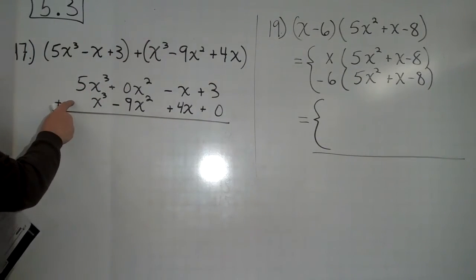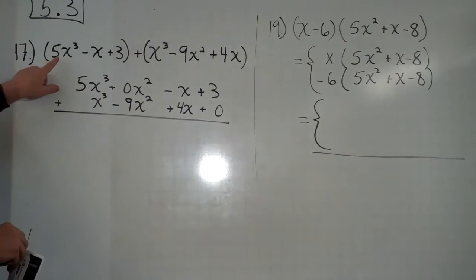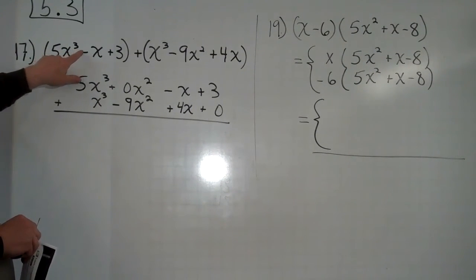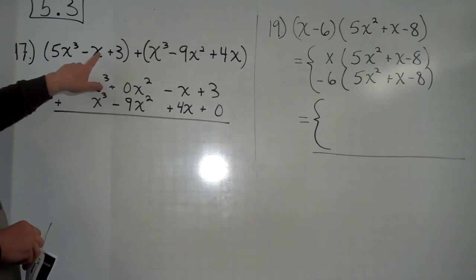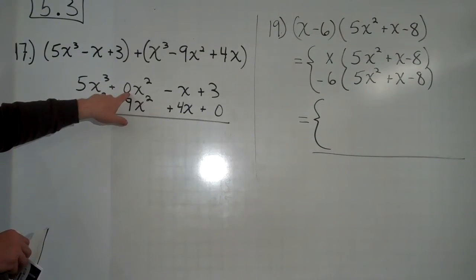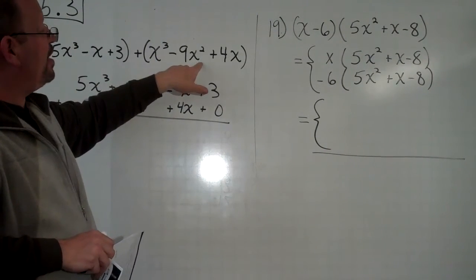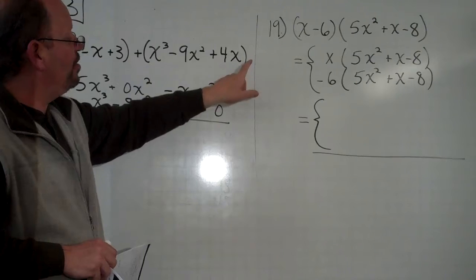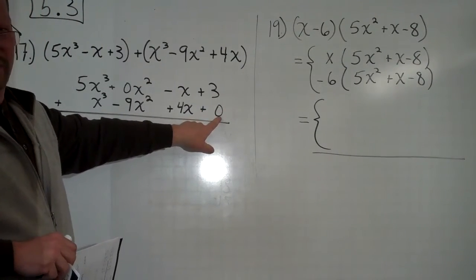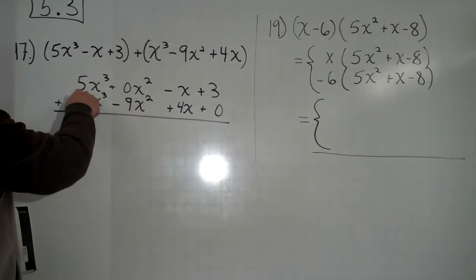Well, I've stacked them up because I like to add up and down. Now you notice here you go from x cubed to x. There is no x squared term, and so I've inserted a 0x squared. And over here, while you have x cubed, x squared, and x, you don't have a constant term. So I've inserted a 0 for that. And now I simply add up and down.